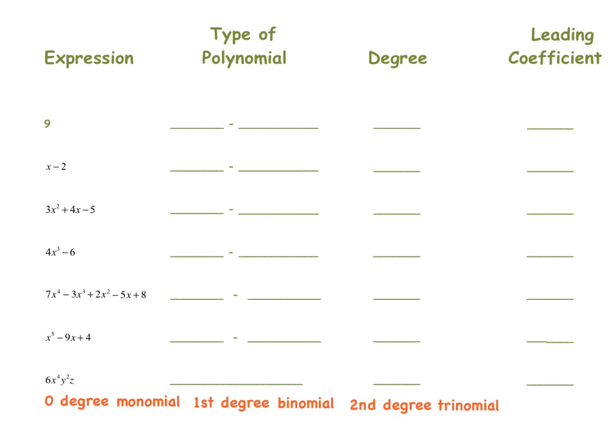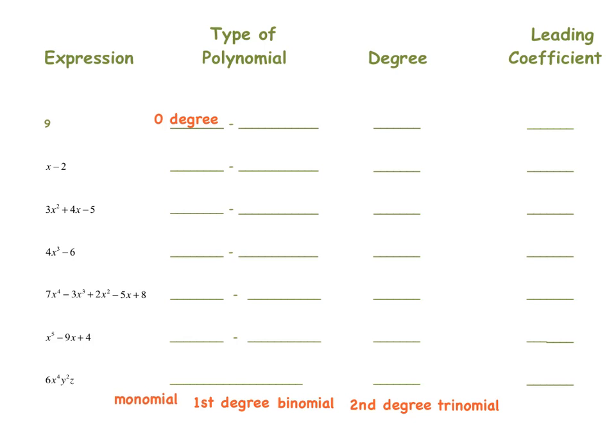First, let's look at the expression 9. Now remember, we just talked about when we see a number by itself, we know that it is a 0-degree polynomial. Okay? 9 is multiplied by x to the 0 power, which we said is 1. So 9 times 1 is 9. So we don't see the degree, but it's there, to the 0 degree.